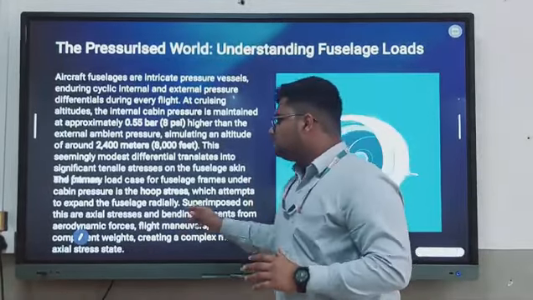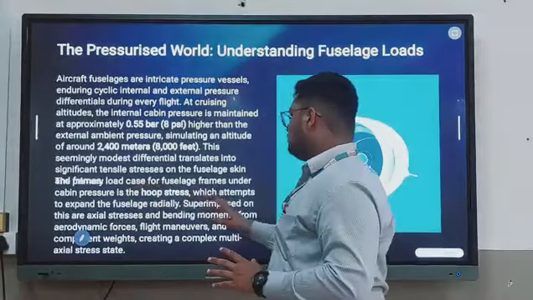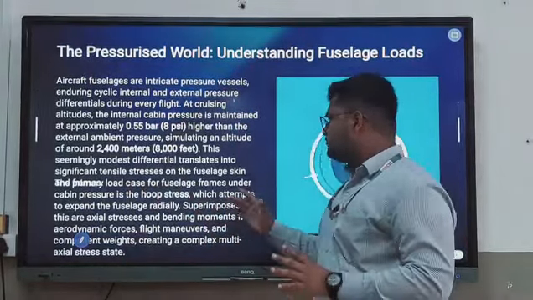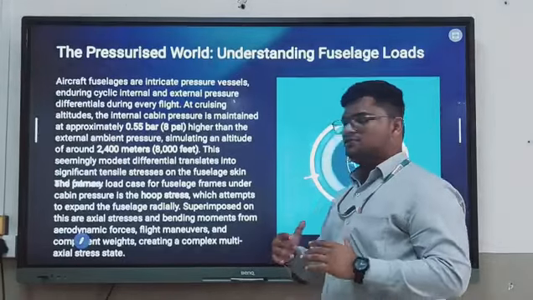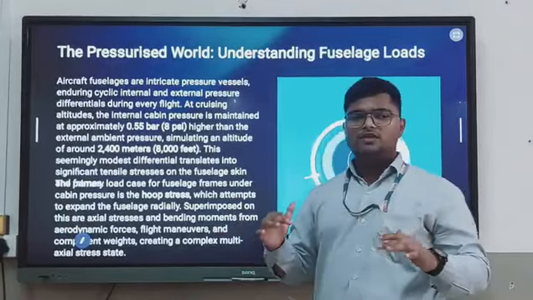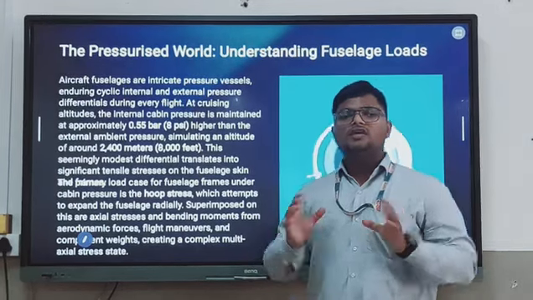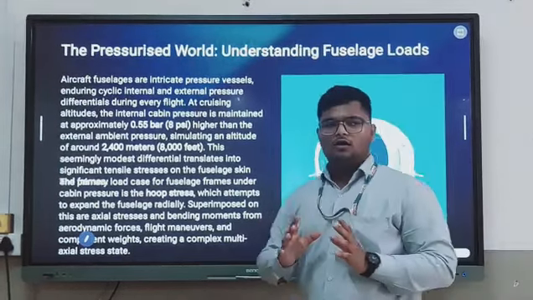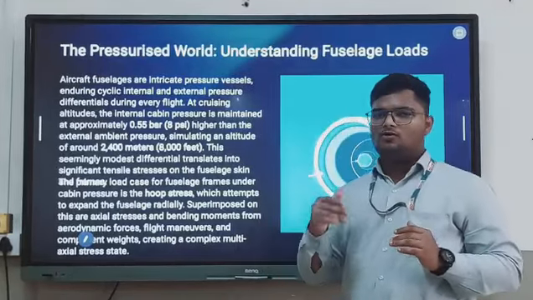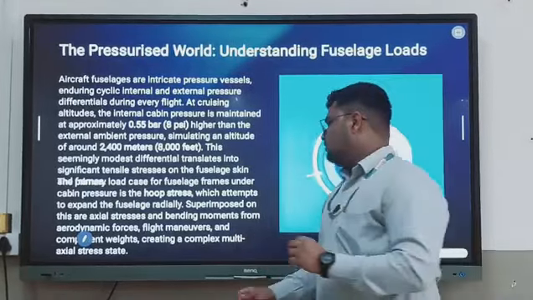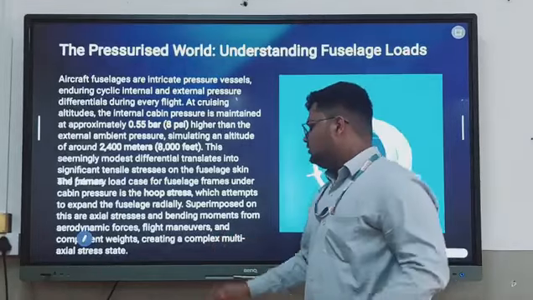The load case for fuselage frames and the cabin pressure is the hoop stress, which attempts to expand the fuselage. But we also need the fuselage to remain intact, so that while traveling in an aircraft we will not feel any discomfort, and we will travel comfortably.